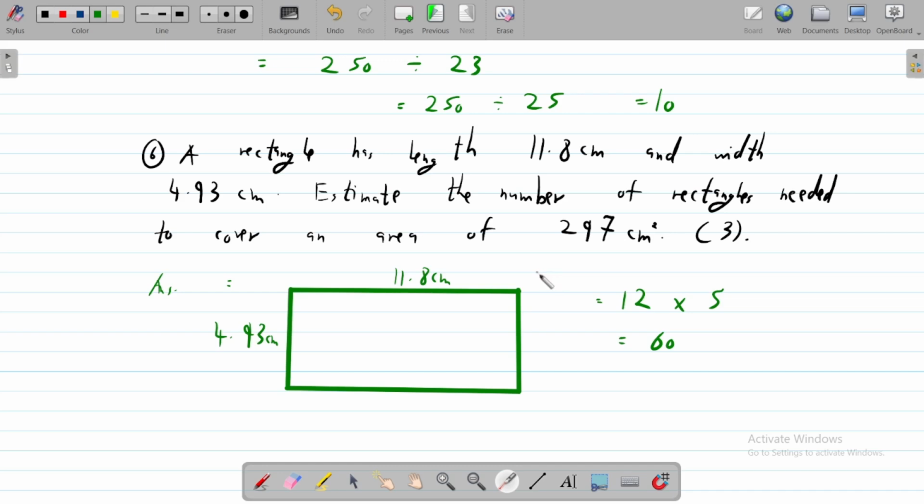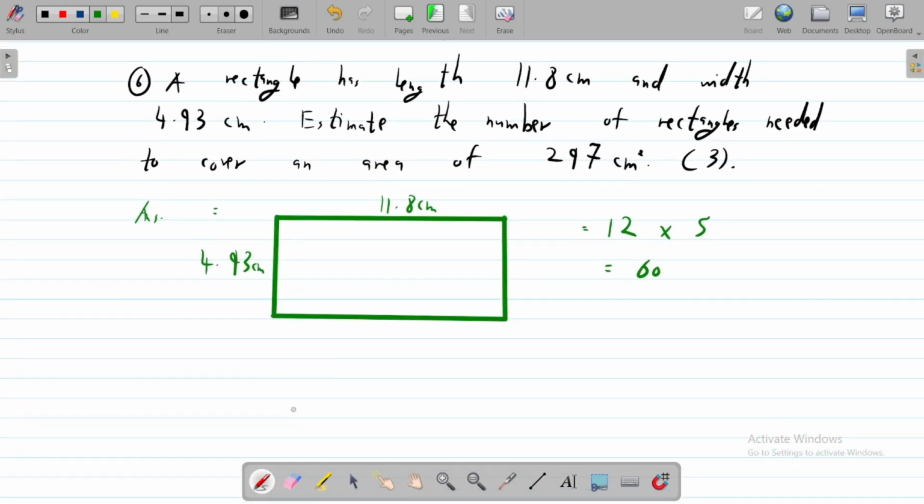Now, they said they need a number of triangles to fill an area of 297. We need to find out how many triangles it would take to fill this spot. Again, we have to estimate this to be around 300. So we have 300 as our total, and now we have to divide that by the area of one rectangle. That's 60. So this is the total, and that is the area for one rectangle. We divide them, and we get 5 rectangles as our answer. Again, estimated. Does that make sense?